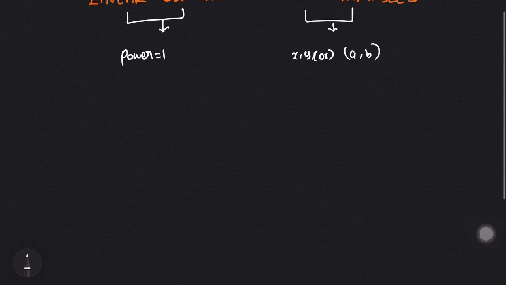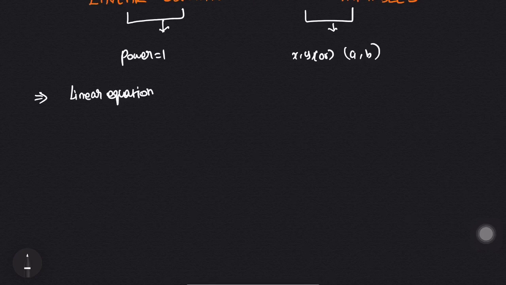Example, the linear equation, the maximum power is equal to 1. So check whether the following equations are linear or not. For example, 2x plus 1 is equal to 0. The maximum power is equal to 1. That means the power of x is only 1. So this is called a linear equation.